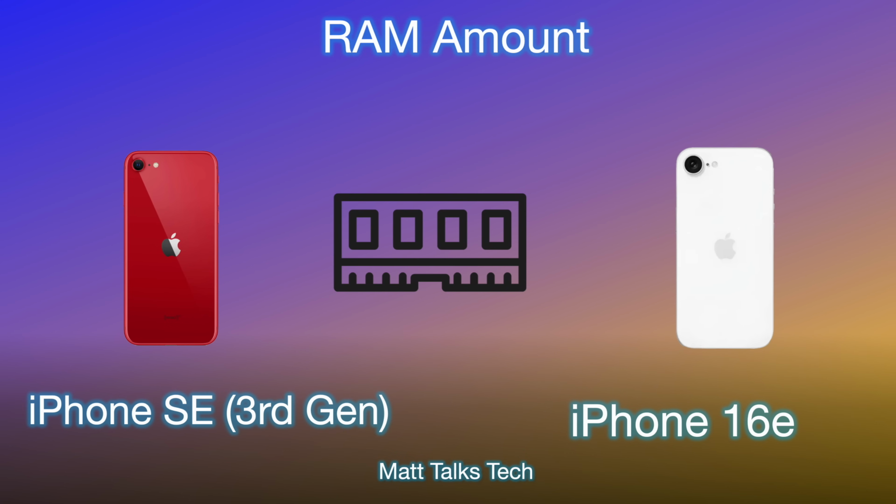Then for RAM, this is where there is a double upgrade. The iPhone SE 3rd gen used to have 4 gigabytes of RAM. Now we are up to 8 gigabytes of RAM with that A18.